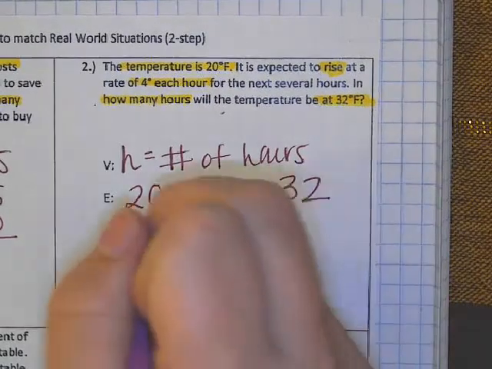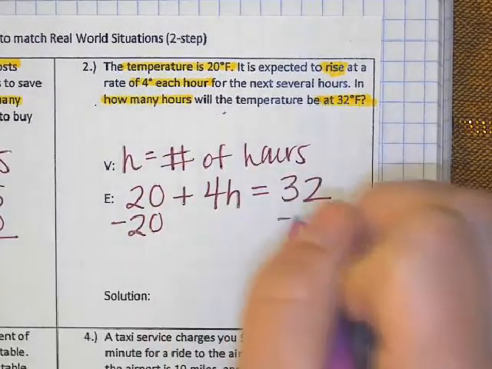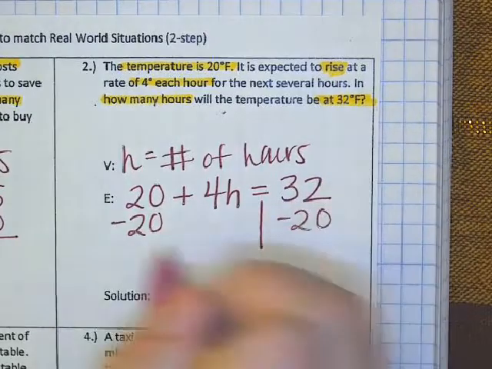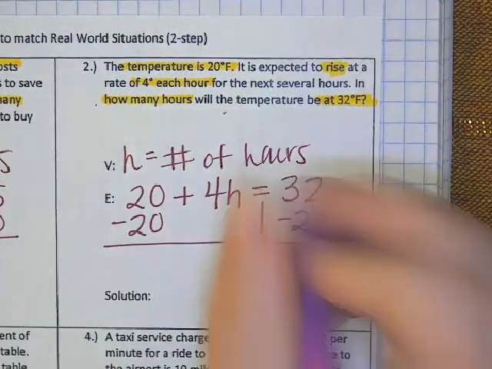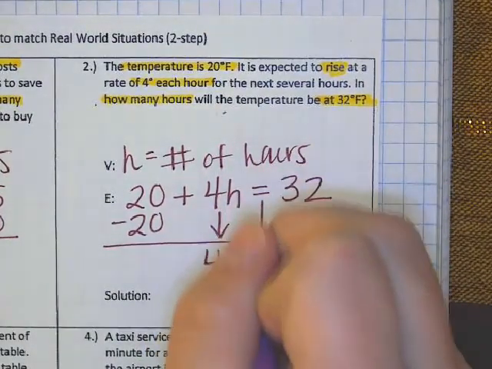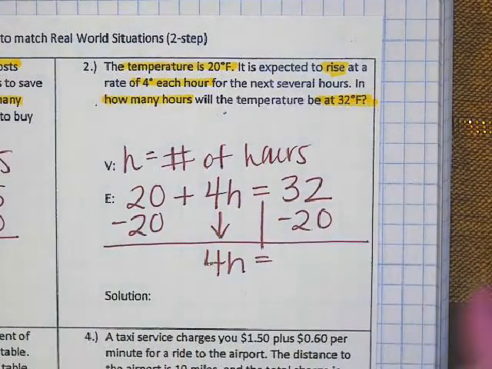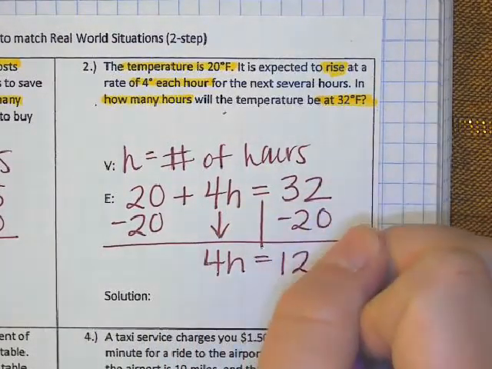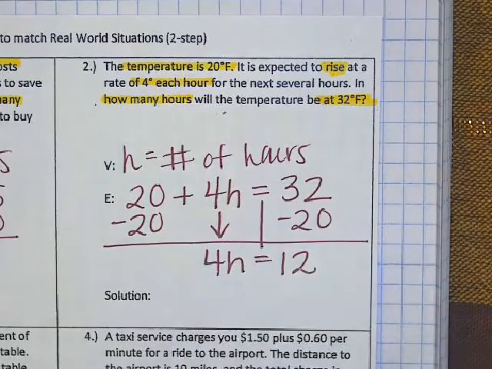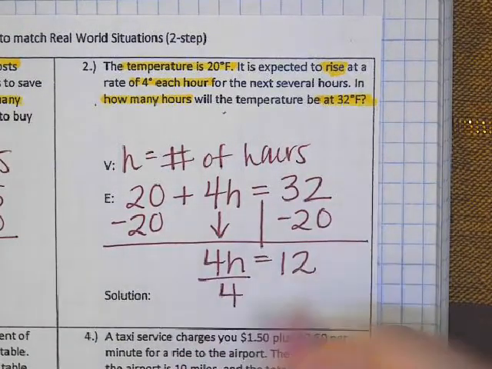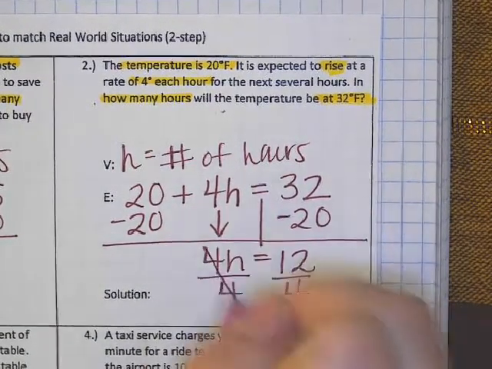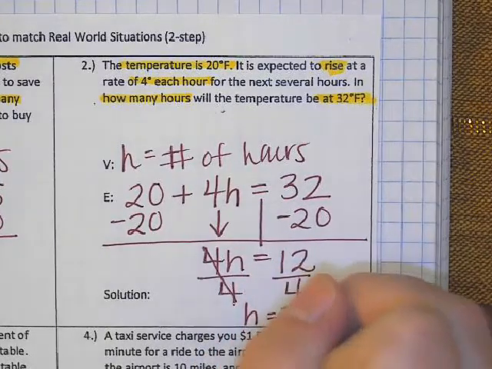First, I want to get rid of the 20, so I'm going to subtract 20 from both sides of the equal sign. That leaves me with 4H equals 32 minus 20 is 12. I still want to get H by itself, so I'm going to have to divide each side by 4. That cancels, and now I have H equals 3.